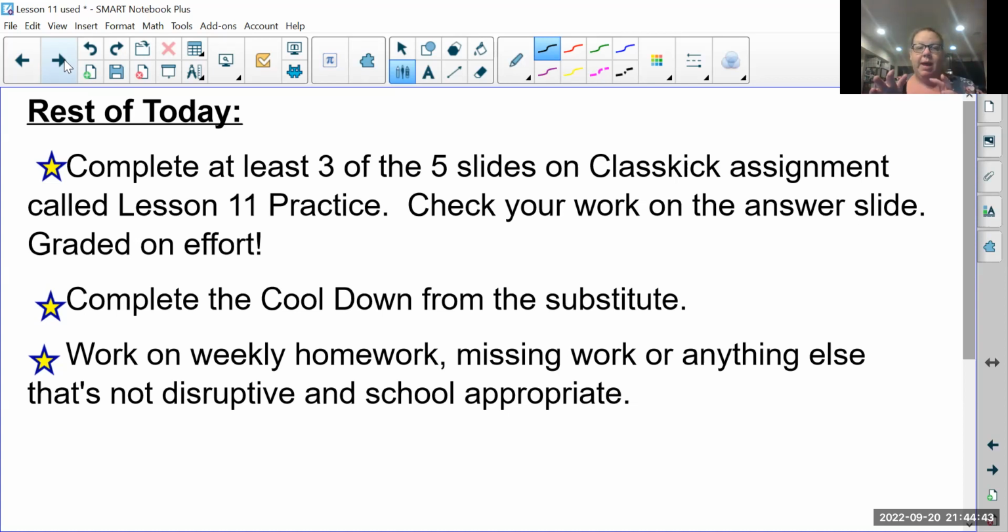The cool down, the sub has, so you're getting it from them or however they're handing it out. The sub has your cool downs. It's on my desk. So you're going to get your cool down, you're going to do your cool down, and you're going to turn it in the turn-in bin. All right, and then when you're done with that, you're going to work on your weekly homework assignment on Schoology, missing work, or anything else that's not disruptive and school appropriate.